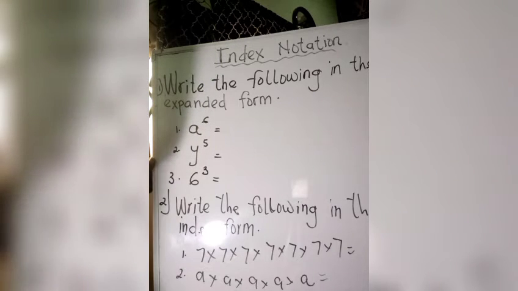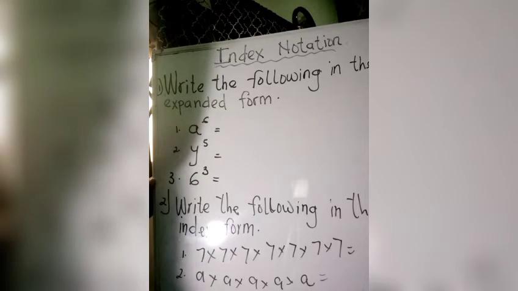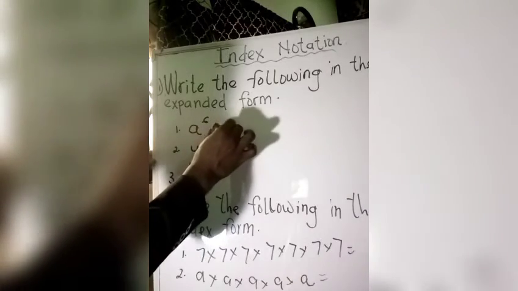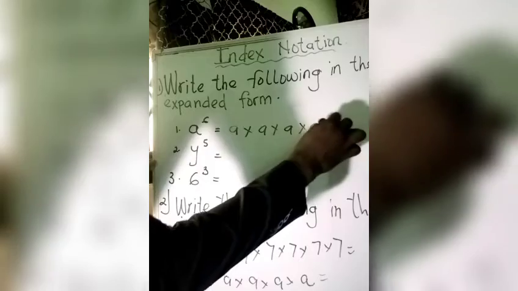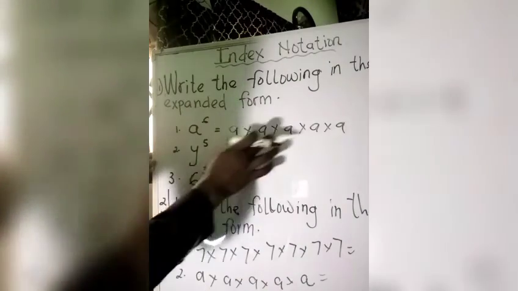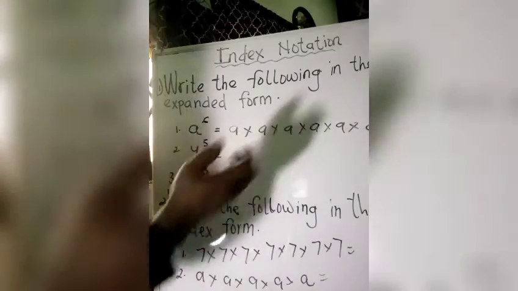From our previous understanding, we know that a exponent 6 means a is multiplying itself 6 times. So let's go. I'm going to get a times a times a, 6 times. So 1, 2, 3, 4, 5, the last one is 6 times. Alright, so this is in the expanded form.